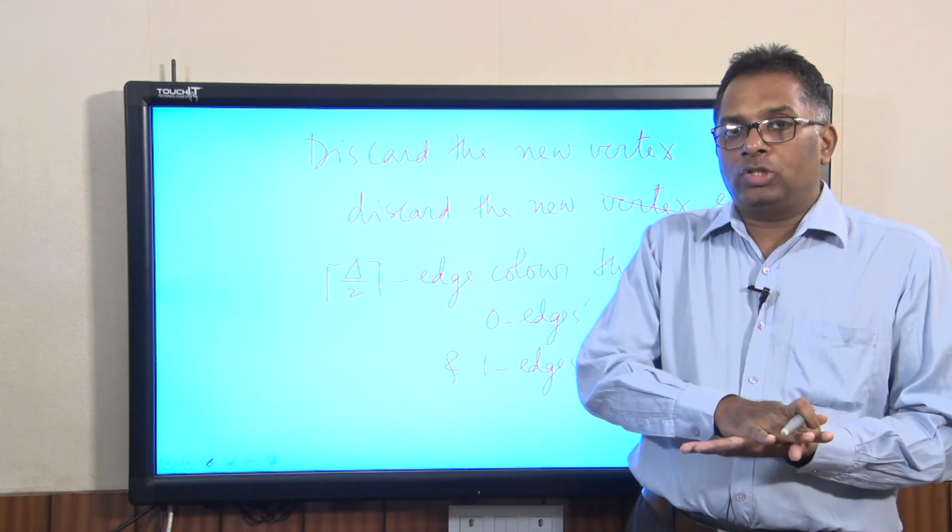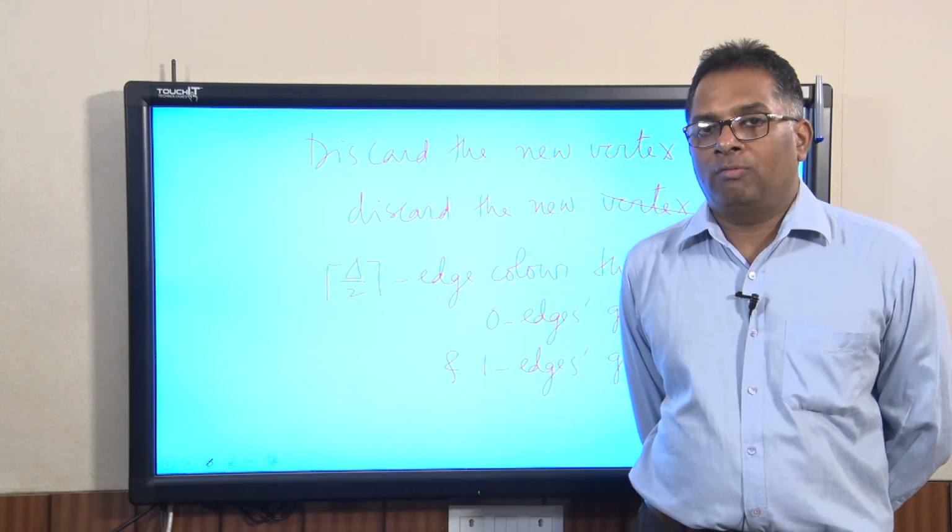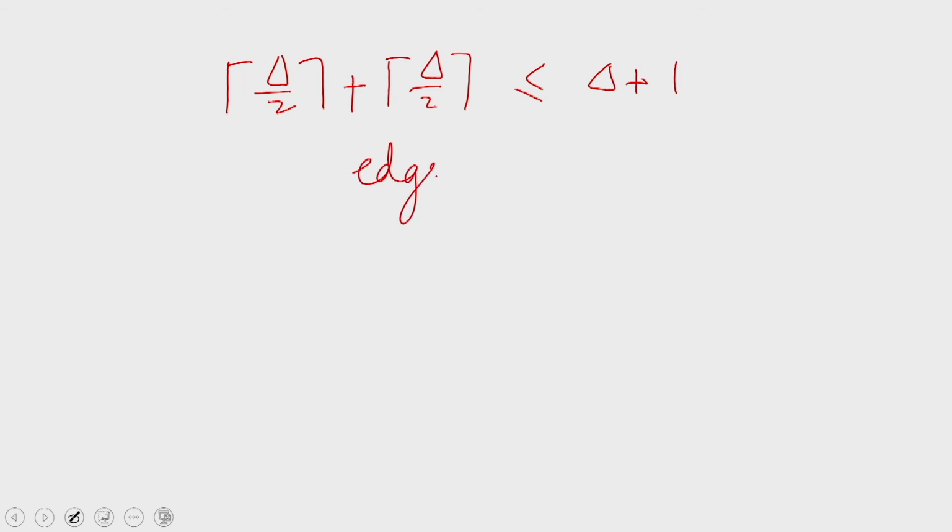Therefore, when we put the edges together to reconstruct the original graph, we would have obtained a ceiling delta by 2 plus ceiling delta by 2, which is less than or equal to delta plus 1 edge coloring of G. This will be fine if delta is even. If delta is even, then ceiling of delta by 2 is the same as delta by 2. Therefore, the sum of the two colors would be delta. Therefore, now we would have delta edge colored the original graph.